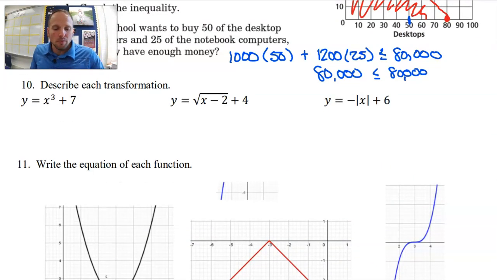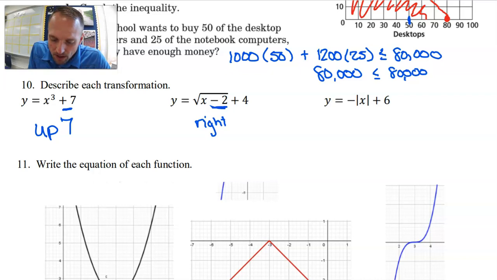Describe each transformation. So we're just looking for the number out here. That plus 7 at the end is just going to make it go up 7. The next one, this minus 2 inside with the x. Remember, x's are liars. They're backwards. So instead of going minus 2, it's going to go plus 2. So we're going right 2. And then this plus 4 means going up 4. Right 2 and up 4.